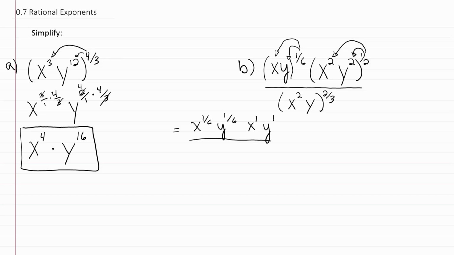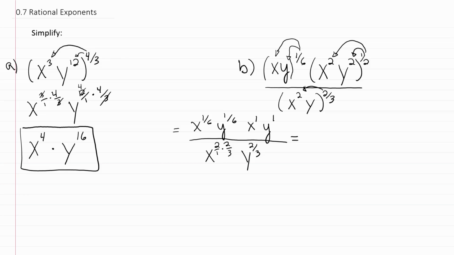All right, and then we'll divide by, bringing in 2/3 here to the denominator term, we'll have x to the 2 times 2/3. So remember, that's going to be 2 over 1 times 2 over 3. That'll end up giving us 4/3. Then it'll be y to the 2/3 power.